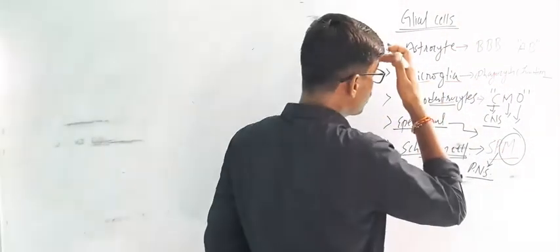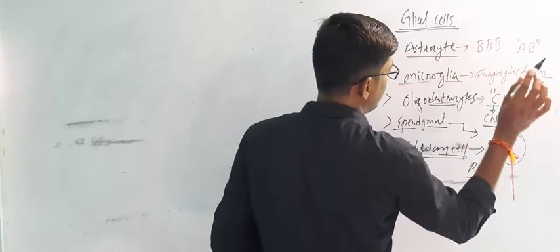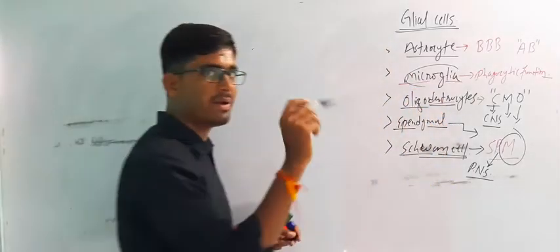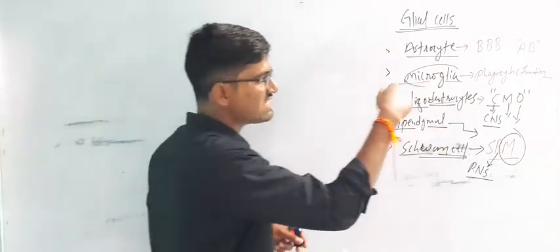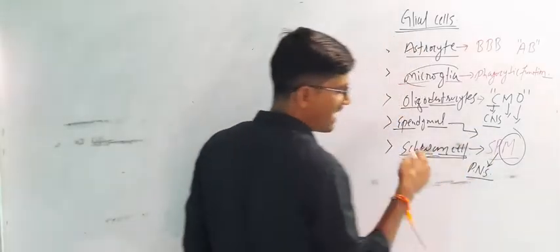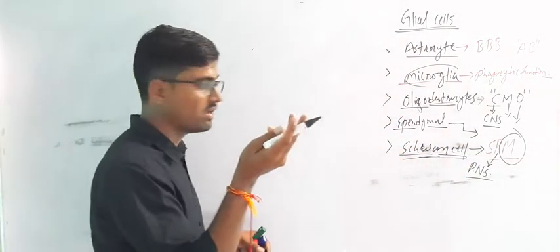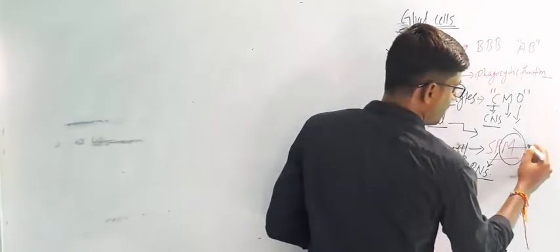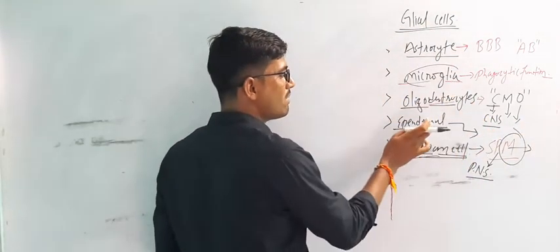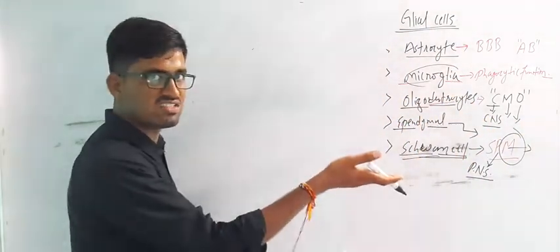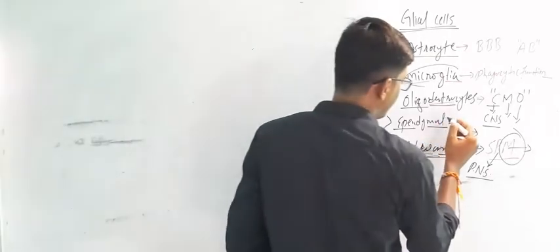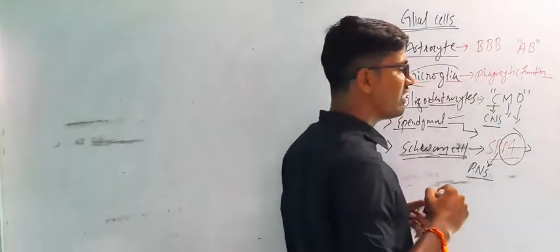So astrocytes, finished. Microglia are the blood cells with phagocytic functions. Oligodendrocytes, CMO: myelin sheath in the central nervous system. Schwann cells, SPM: P means peripheral nervous system, and M is myelin formation. And ependymal cells line the ventricles. I will tell you more about the ependyma in the ventricles later.